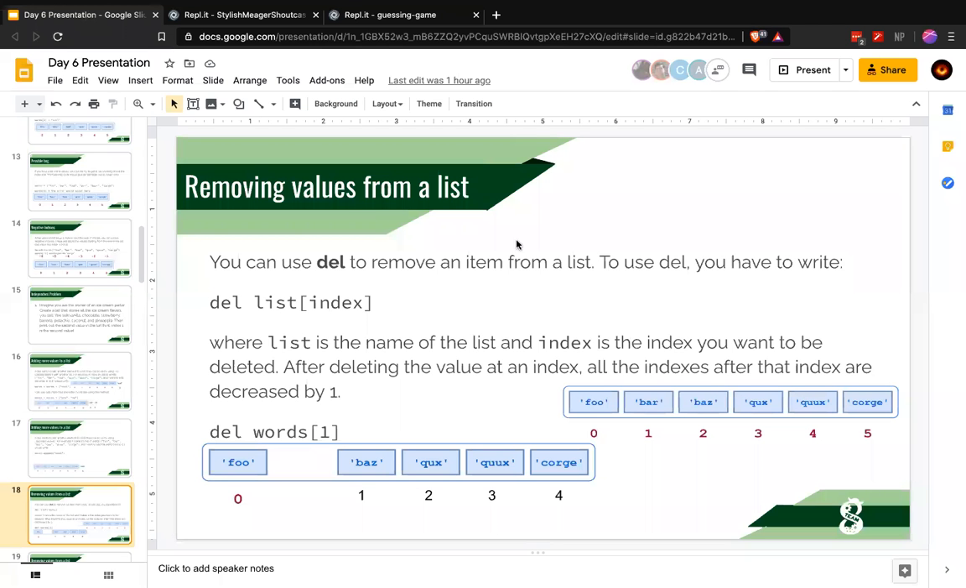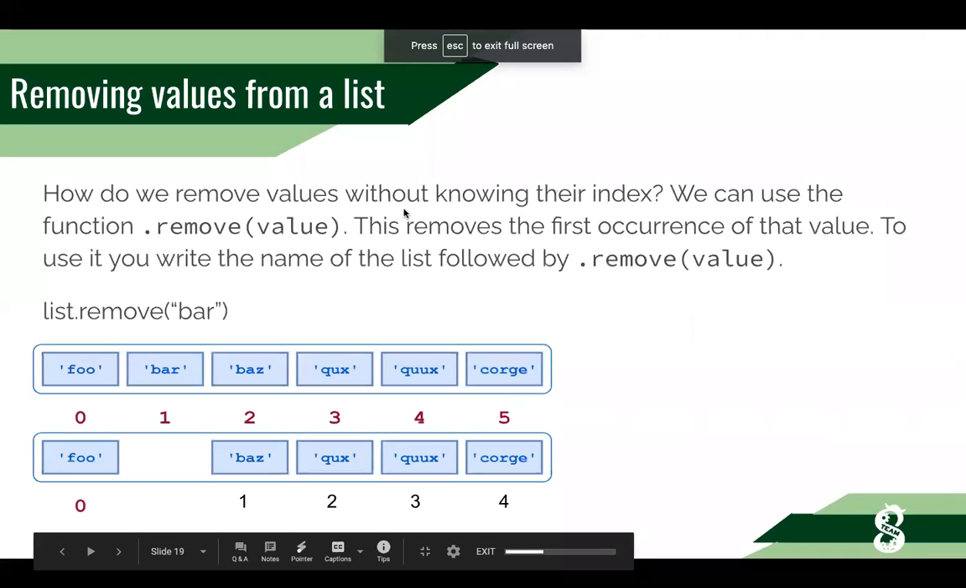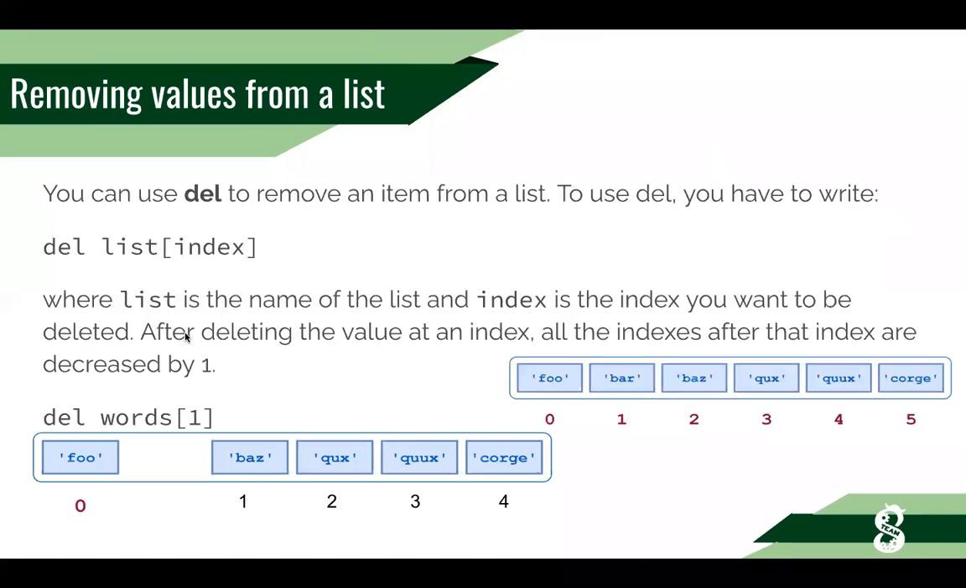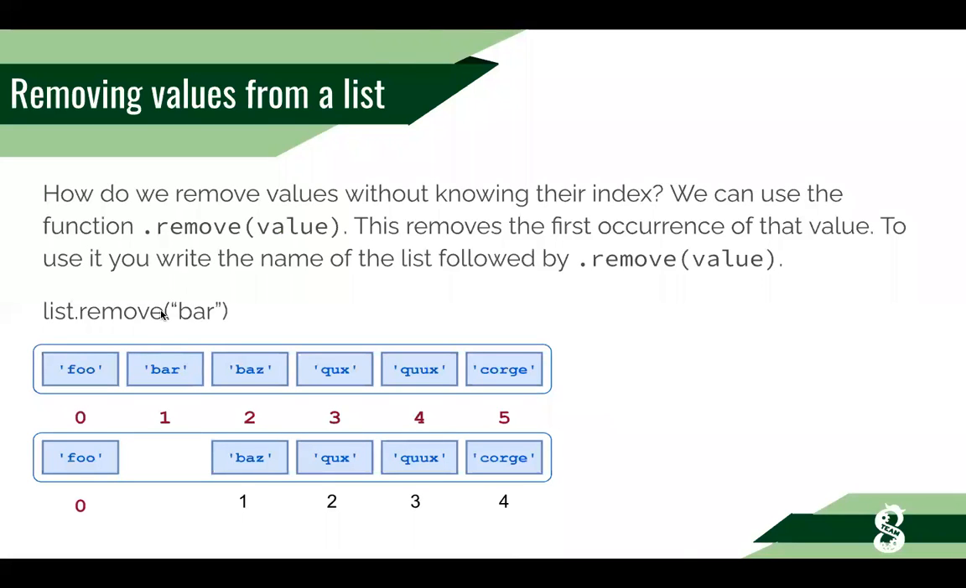All right. Let's continue. There's another way to delete things, and that's by using the function .remove. This is similar to the thing we learned before, .append. However, instead of appending, it removes a value. So to use .remove, you write the list name followed by dot, then remove, and then the value you want to remove. This is not an index, this is a value. So I want to remove bar. I could do del words at 1, and that would remove bar, or I could do list.remove bar. This will remove bar.